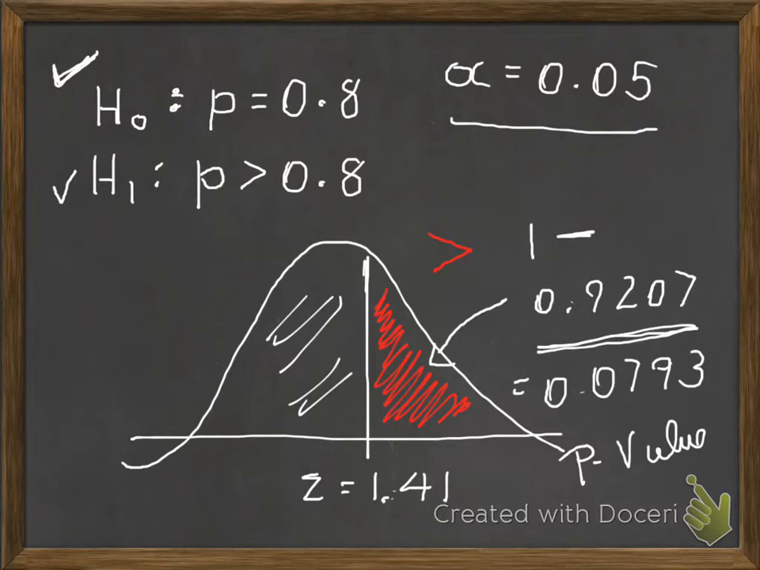This is an example of using the p-value method for performing a hypothesis test. And this was a right-tailed test because p is greater than 0.8.